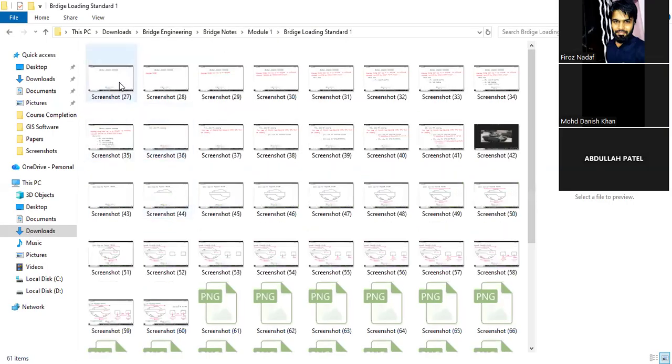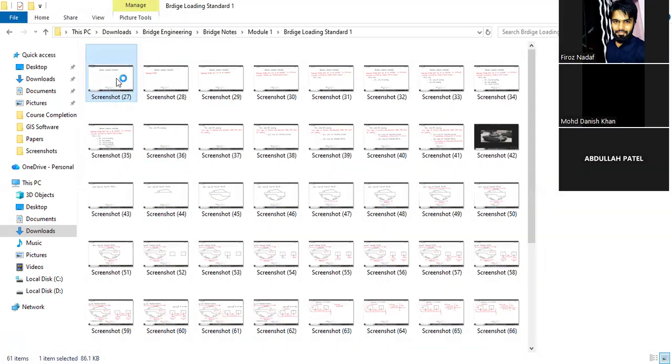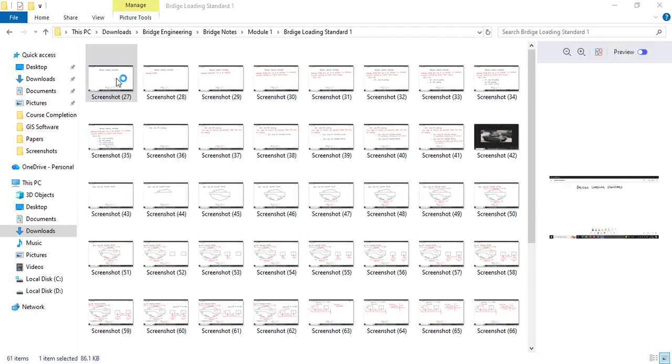Okay, in the previous class, we have seen types of loading that is applied on the bridges. So quickly, we will revise what we have seen in the previous class.